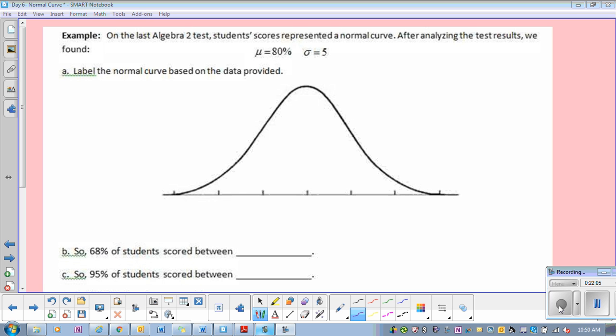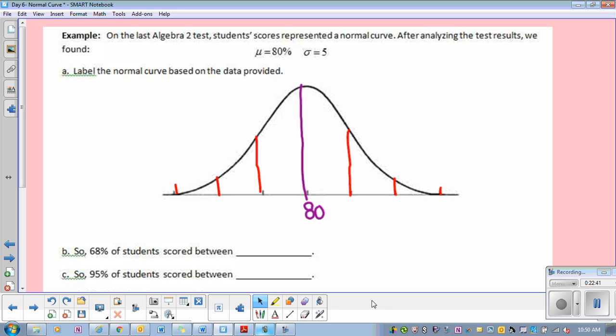Alright, so here's an example that I would like to try with you guys. On the last Algebra 2 test, students' scores represented a normal curve. After analyzing the test results, we found that mu equals 80% with a standard deviation of 5. A says label the normal curve based on the data provided. We should go 80, 85, 90. 80, right in the middle. That's your mu. So 1, 2, 3 standard deviations above, and 1, 2, 3 standard deviations below.